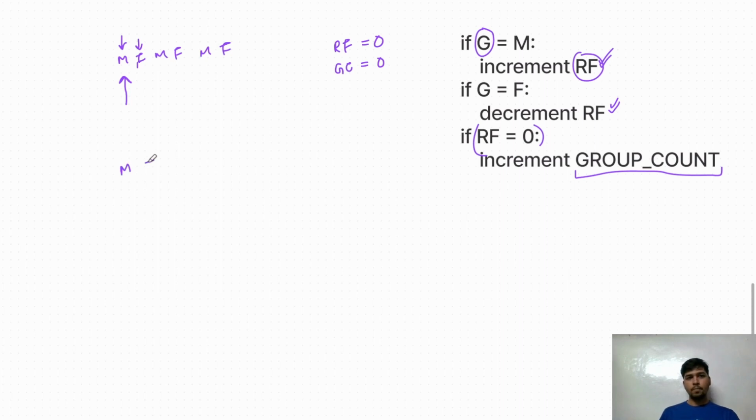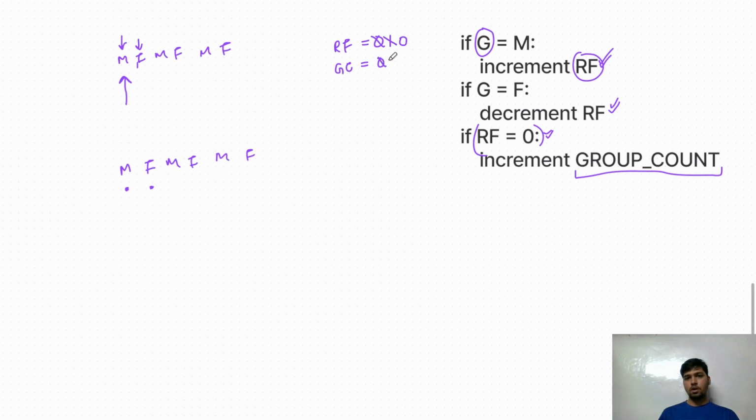So let's take M, F, M, F, M, and F. Initially RF and group count are equal to 0. Now we are on M. G is equal to M, so we'll increment RF by 1, and now RF will become equal to 1. Now we'll go to female. Here G is equal to female, so we'll decrement RF by 1. Now RF will again become equal to 0, and as soon as RF becomes equal to 0, this condition will become true and we will increment our group count by 1.